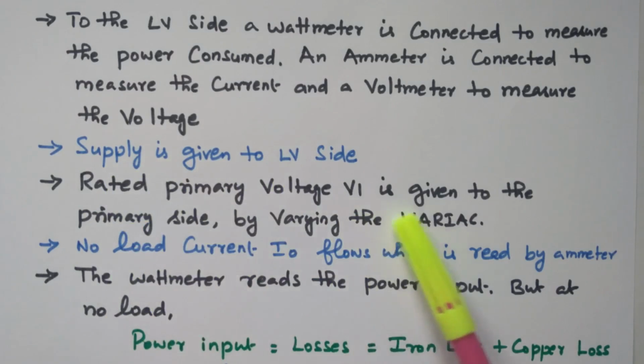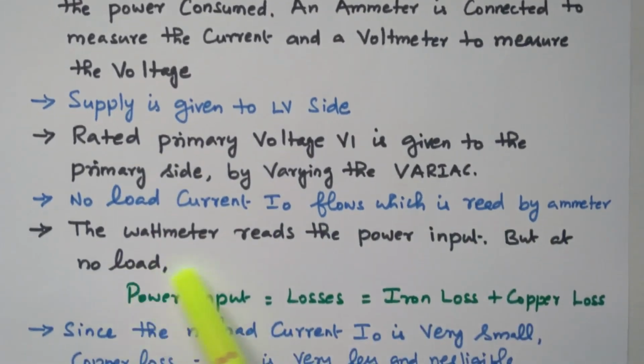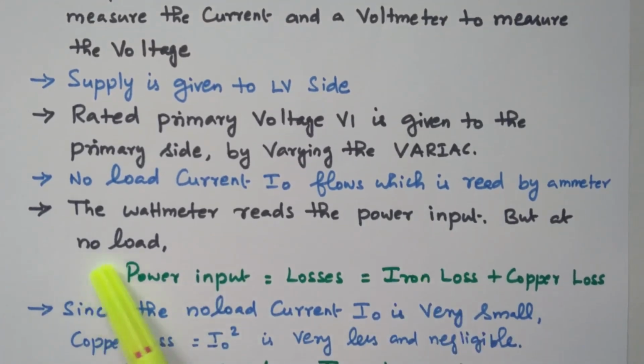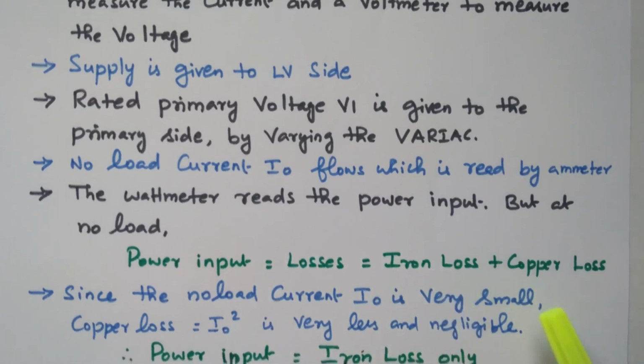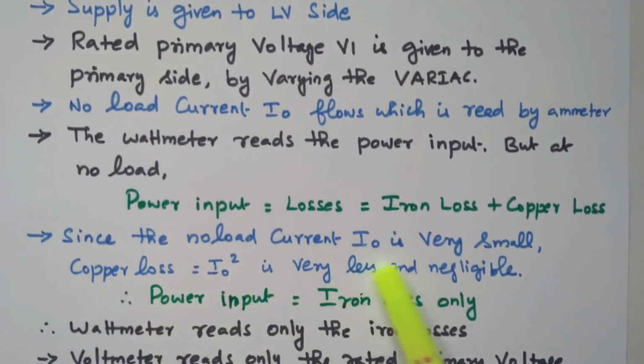The rated primary voltage V1 is given to the primary side by varying the variac. Now the secondary side is kept open, so only the no load current is flowing through the primary winding, which is read by the ammeter. The wattmeter reads the power input at no load. So the no load power input is equal to only the losses, that is iron loss plus copper loss. There is no load available, so the power read by the wattmeter refers only to the losses, but the no load current is very small, and the copper loss I naught square is very small and negligible.